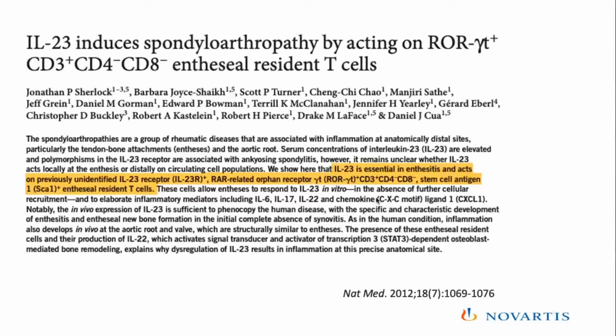So the first experiment, which was published in 2012 by Dr. Jonathan Sherlock, gave us insight into the IL-23 and IL-17 axis. This was a landmark paper. In this mice model, they showed for the first time that there was a group of cells which is not the typical CD4 or CD8 cells. These were CD4, CD8 negative, but CD3 positive. IL-23 was essential in the enthesitis, and these cells could produce IL-17. So for the first time, the enthesial resident T cells were described, which were not classic T cells, but CD double negative T cells.